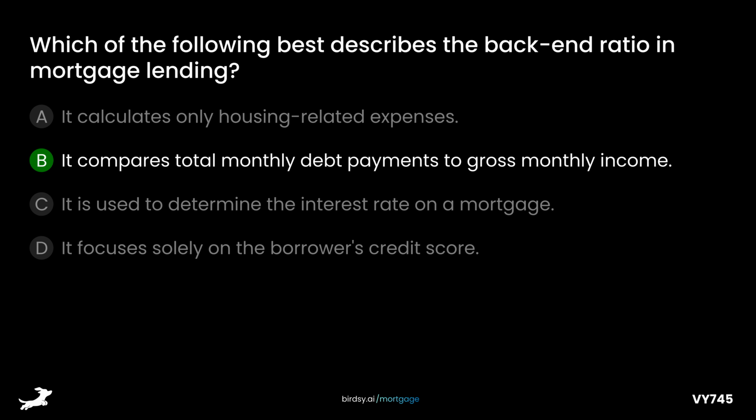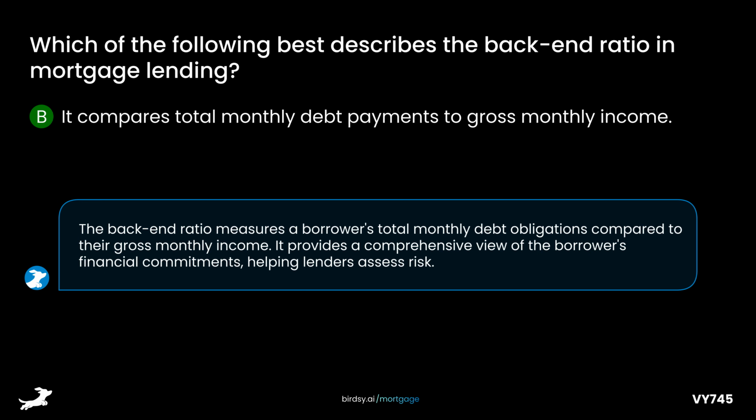The answer is B. It compares total monthly debt payments to gross monthly income. The back-end ratio measures a borrower's total monthly debt obligations compared to their gross monthly income. It provides a comprehensive view of the borrower's financial commitments, helping lenders assess risk.